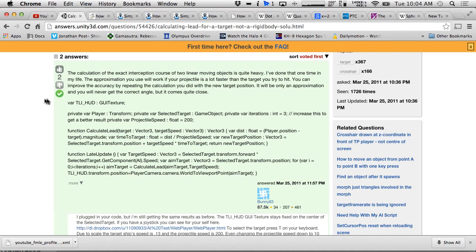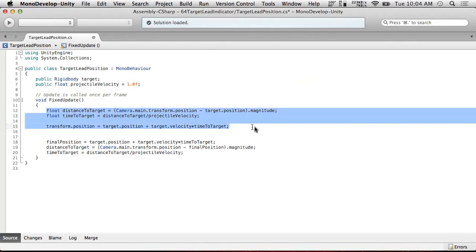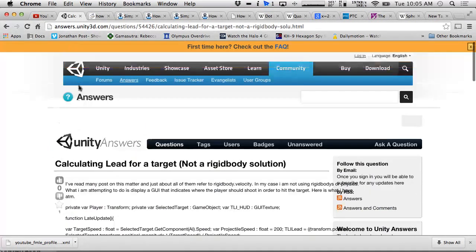Now, this is the okay solution, and what it basically says is just repeat this operation multiple times. Because basically you get an approximation each time, and each iteration you get a closer approximation. There's diminishing return on this, so there's a certain number of approximations where it doesn't really matter anymore. In particular, it works better if your projectile is moving considerably faster than your target, which is probably going to be the case in most cases. But it is not going to give you the exact answer, and it is possible to get the exact answer. So I'm not going to use it. But that's what this guy said on Unity Answers.